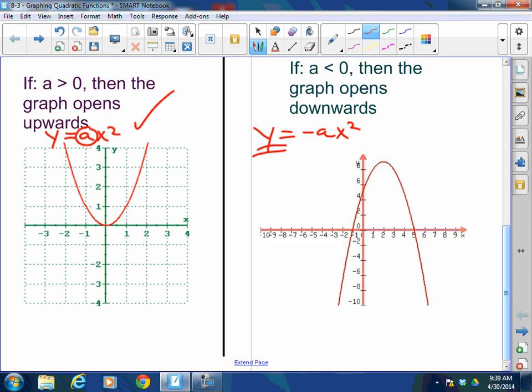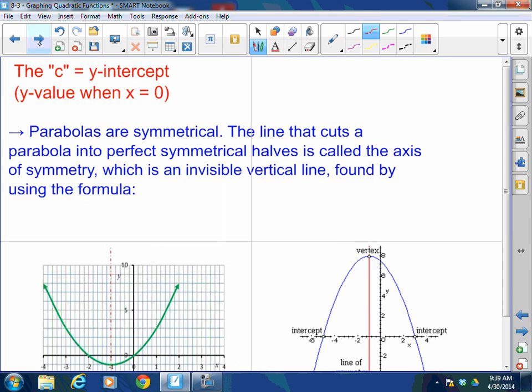When I solve for y, I get y by itself. If a is positive, the graph points upwards. If a is negative, the graph points downwards. The c is the y-intercept. It is the y value on the y-axis when x is 0.